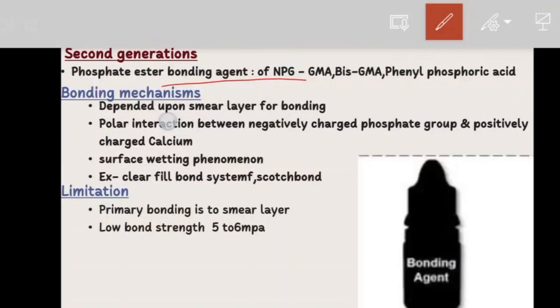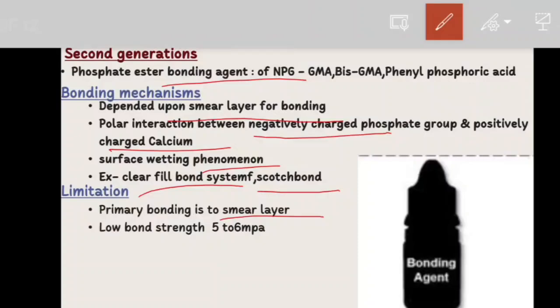The second generation used phosphate ester bonding agent. Bonding depends on the smear layer. Bonding is by polar interaction, that is polar interaction between the negatively charged phosphate group and positively charged calcium, and surface wetting phenomena. Examples are Clearfil bond system and Scotchbond. The limitation is that primary bonding is only to the smear layer, and low bond strength of 5 to 6 megapascal.